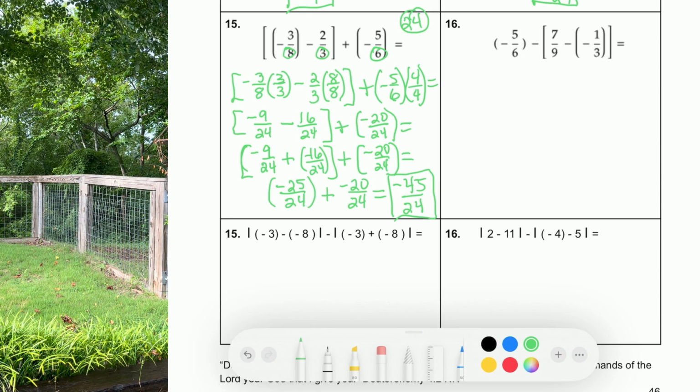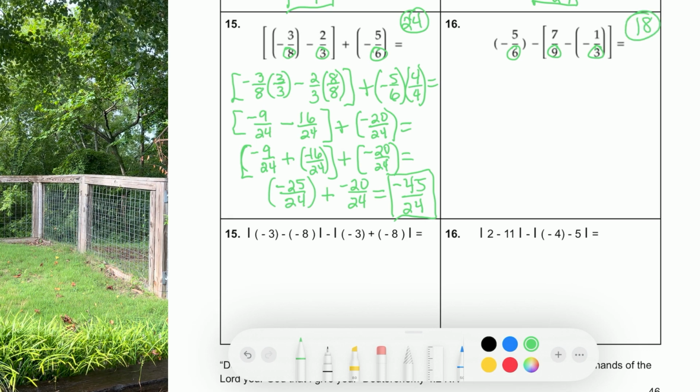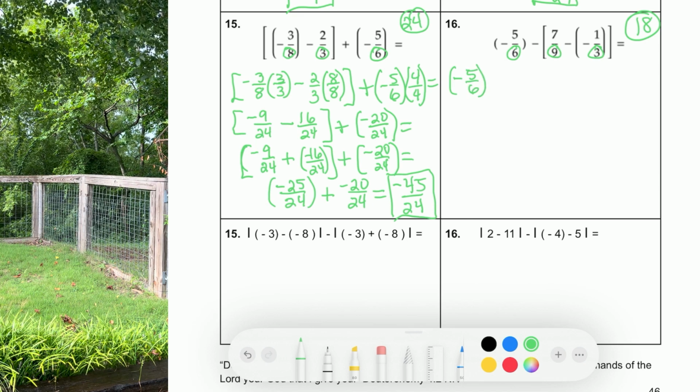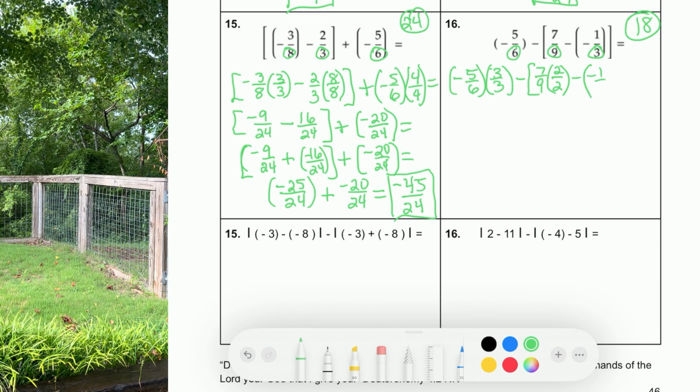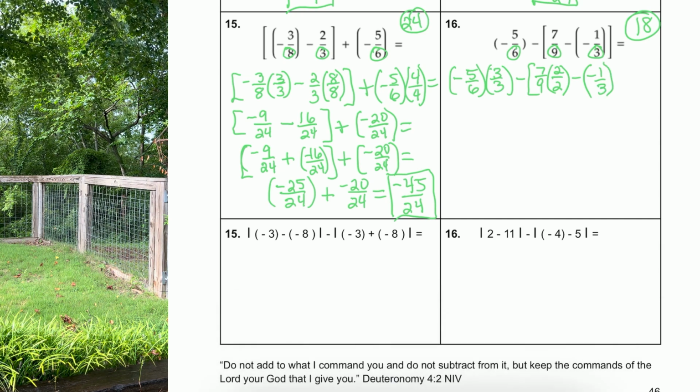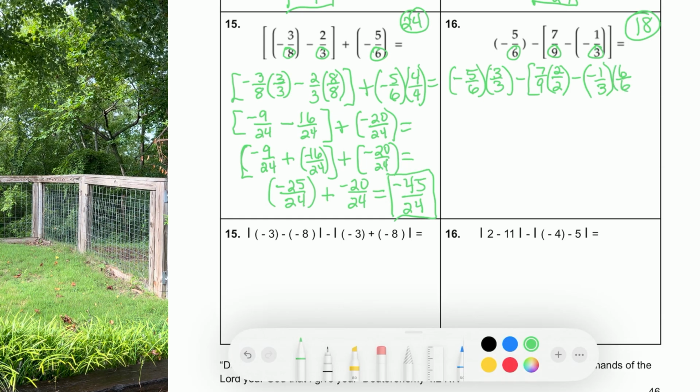All right, looking at number 16, again, we need to get a common denominator, which would be 18. So let's go ahead and work on changing these. So this would be times 3/3. This one would be times 2/2. And then -1/3 would be times 6/6. Okay, don't forget that last bracket.